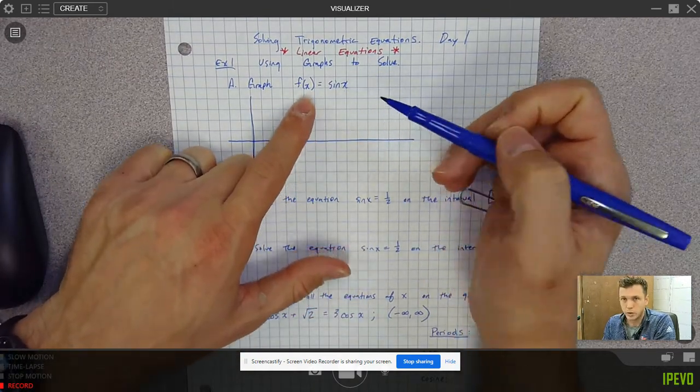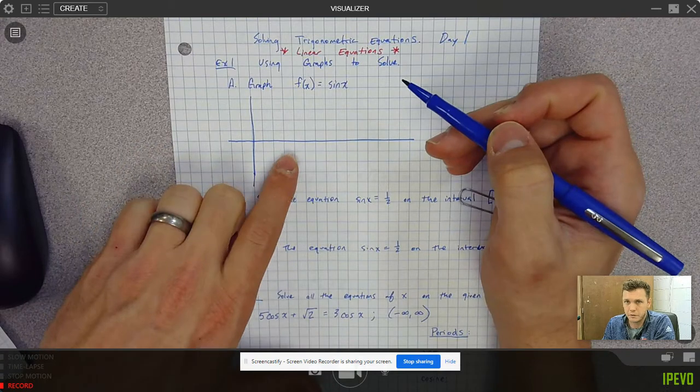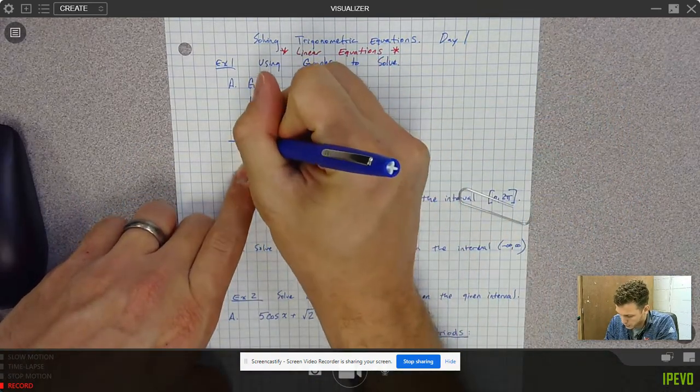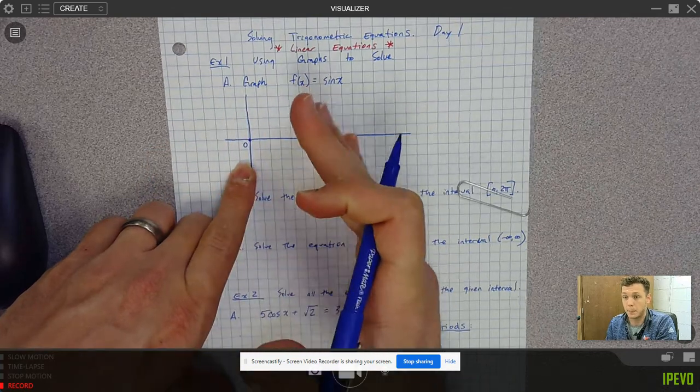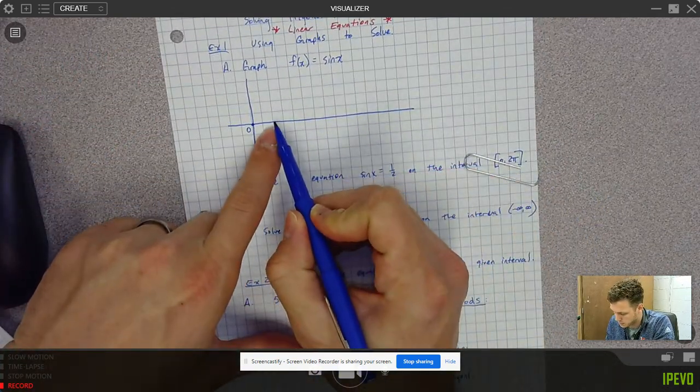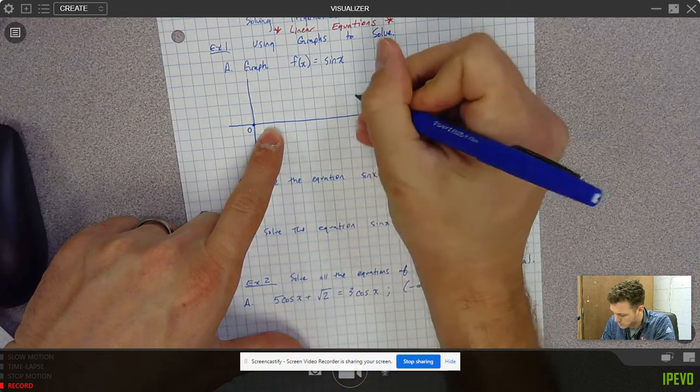So for instance, I'm going to look at f of x equals sine of x. If you remember the graphs from last time, we talked about how one full period of the graph was divided into 5 sections. And for sine, we said one full period was from 0 to 2 pi.